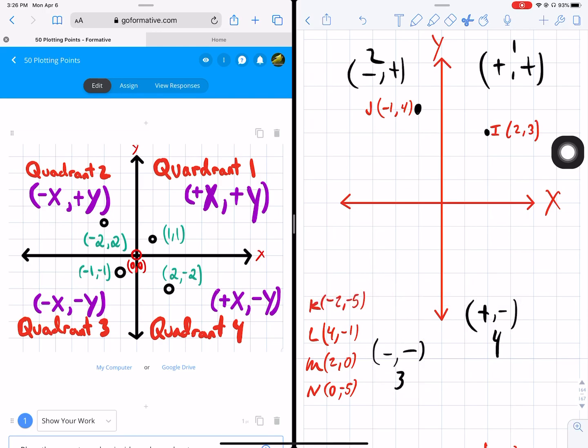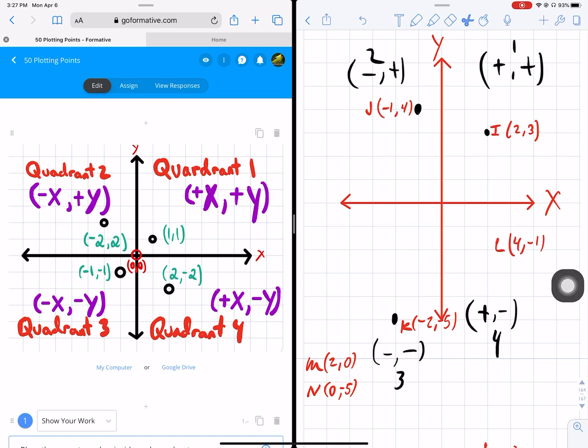We'll move this guy out of the way. We'll move this guy over to its new home. 1, 2, 3, 4, 5. Next, you have a 4, negative 1, a positive, then a negative. Positive, negative, quadrant 4. So we're going to go over 4, down 1. It's going to go right here. So let's do that. Let's bring that over, over 4, down 1.